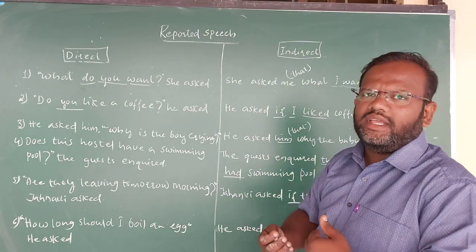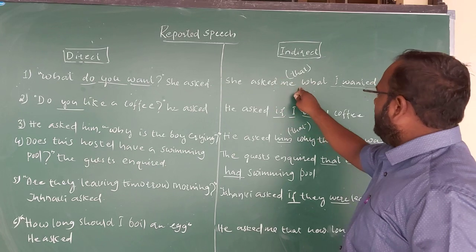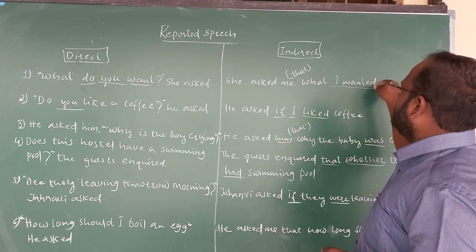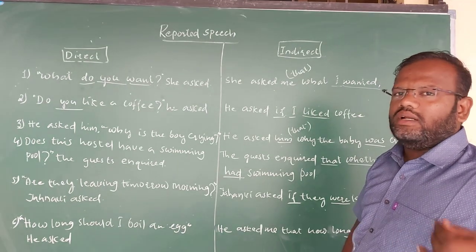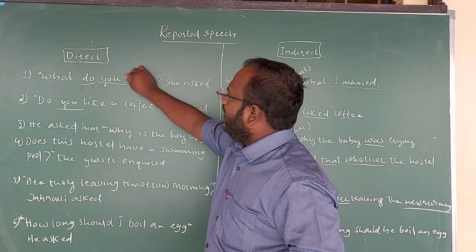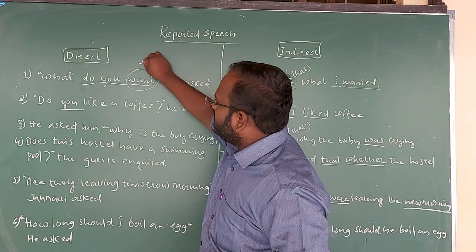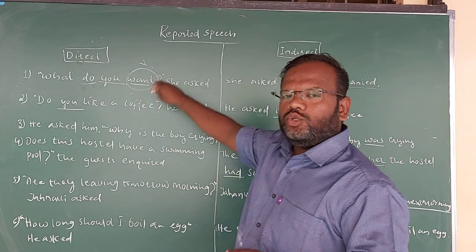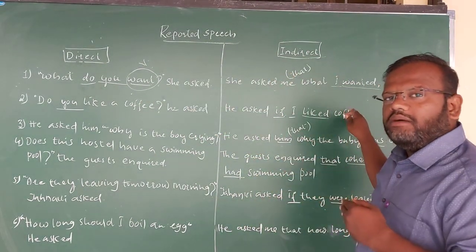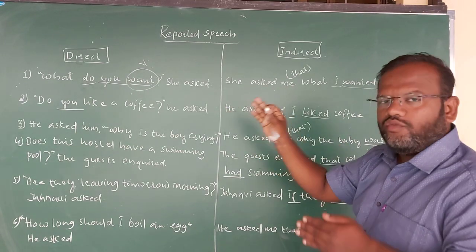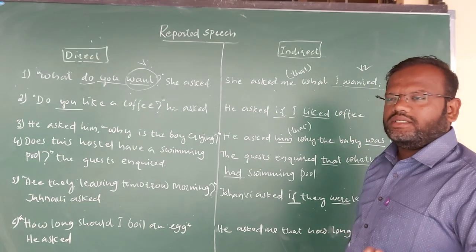She asked me, we can take it out, right? So let's go with that. She asked me what I wanted. See, want is the verb here. V1 we can call when we are changing from the simple past to simple present of direct speech to indirect speech, it will become simple past. Want's V2 is wanted.